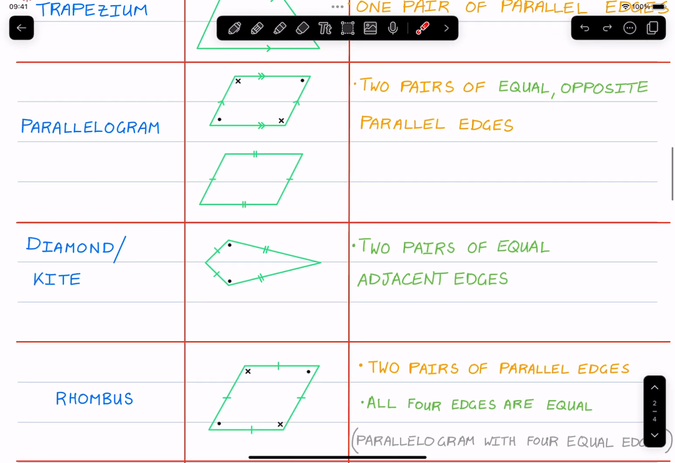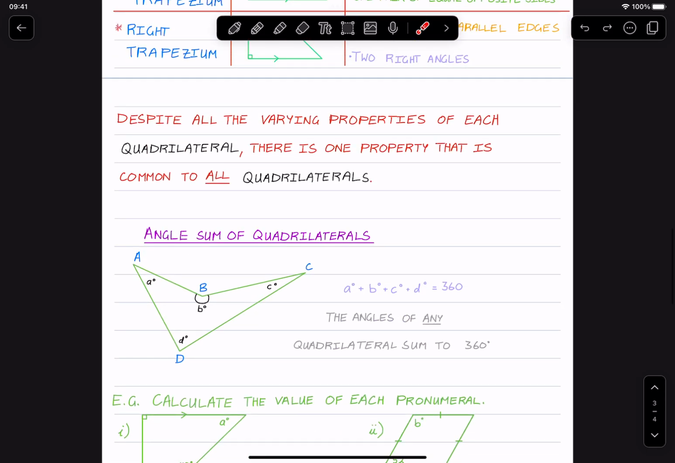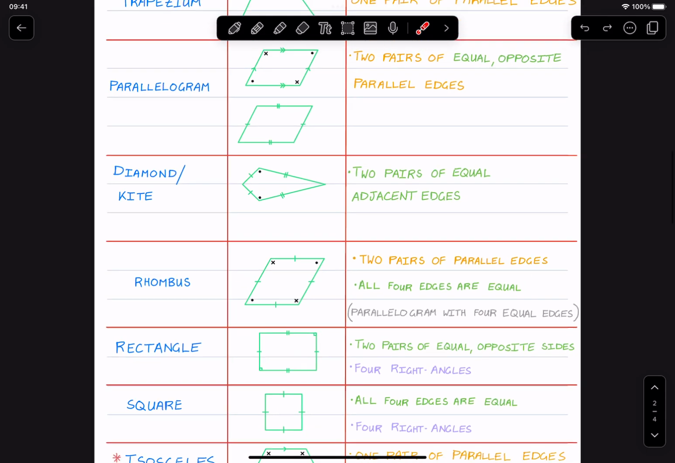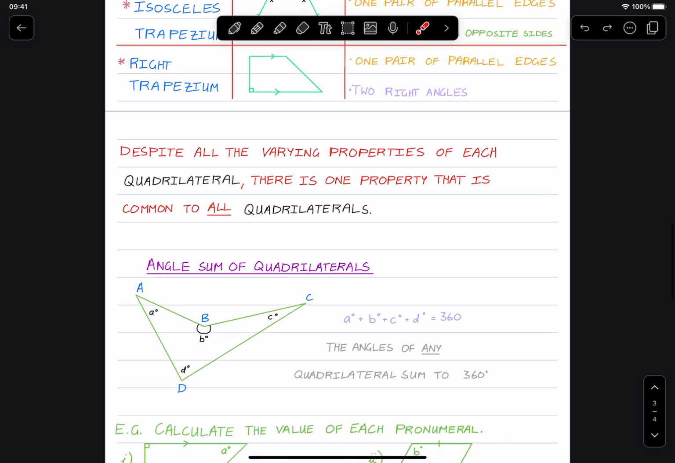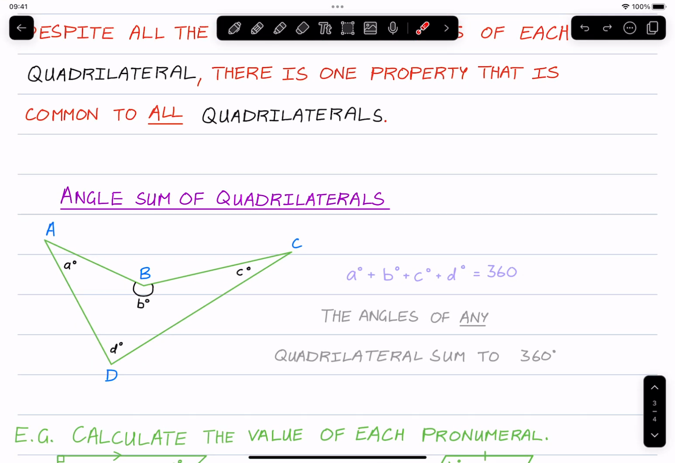In the next video, we're going to apply this concept along with some of these properties to see the angle sum of quadrilaterals in action.